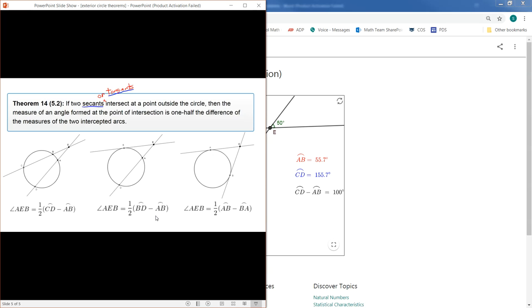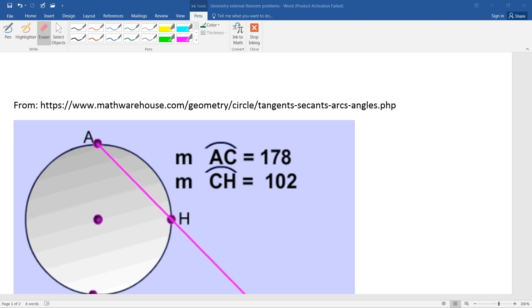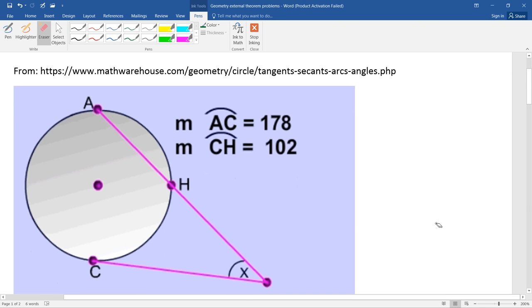So it looks like a bunch of theorems, but it's really one idea. And we can use this idea to solve some problems. So let's look at some examples. These are some problems I took from a web page called mathwarehouse.com, and the address is on the screen. This page has some ads, but it does have some good information, some good practice problems. And I just chose 3 of them.